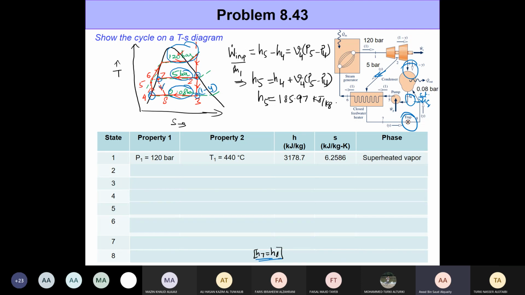Now 4 to 5, we pump it to the boiler pressure directly. So we are pumping it from 0.08 bar to 120 bar. And at state 5, it enters this feed water heater. This is the cold liquid. It needs to get heated.